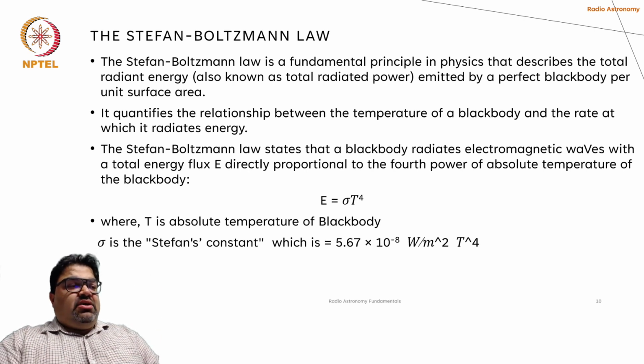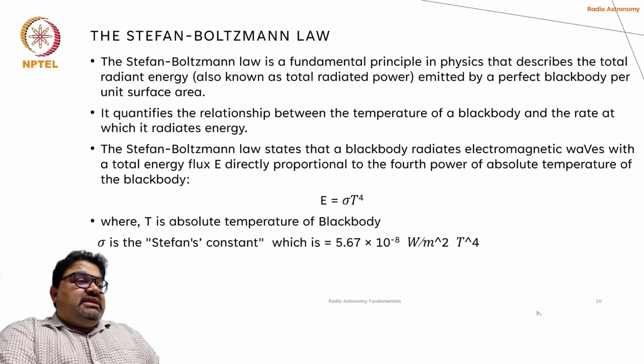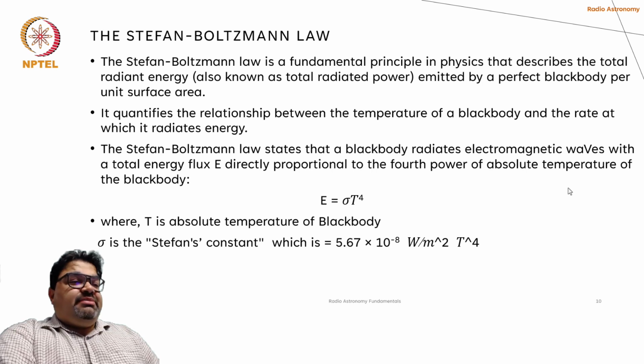Another important law in this context is the Stefan-Boltzmann law. It is a fundamental principle in physics that describes the total radiant energy emitted by a perfect black body per unit surface area. It quantifies the relationship between the temperature of a black body and the rate at which it radiates energy. Stefan-Boltzmann's law states that a black body radiates electromagnetic waves with a total energy flux E directly proportional to the fourth power of the absolute temperature of the black body, or E is proportional to T to the power 4, where T is the absolute temperature.